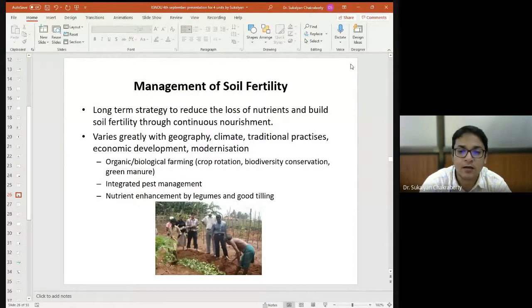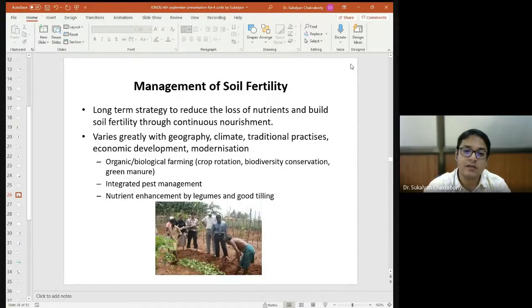Management of soil fertility. We have started discussing how green manures can be used, some of the organic approaches for managing soil fertility, because using synthetic fertilizers and pesticides, as you know, creates a lot of environmental problems. The long-term strategy is to reduce the loss of nutrients and build soil fertility through continuous nourishment. These are the two areas we need to address. The first is to check the loss of nutrients, that means checking erosion so that the topsoil, the most fertile part, does not get eroded away. The second is continuous nourishment, which means we have to increase the macronutrient and micronutrient content in the soil.